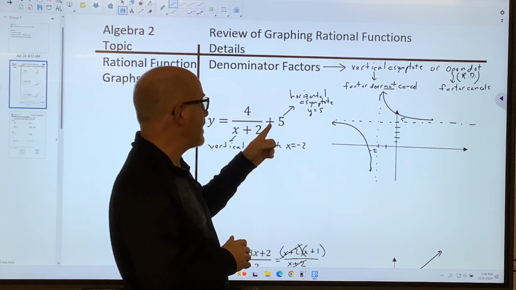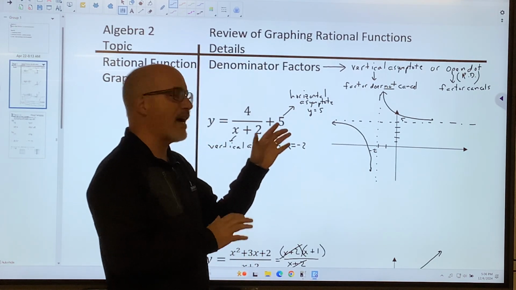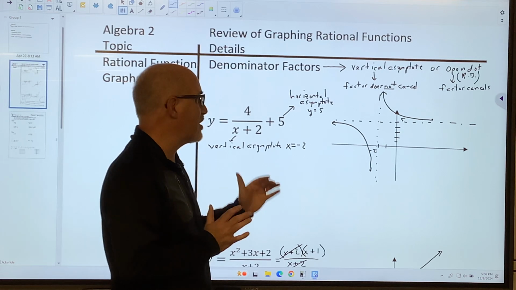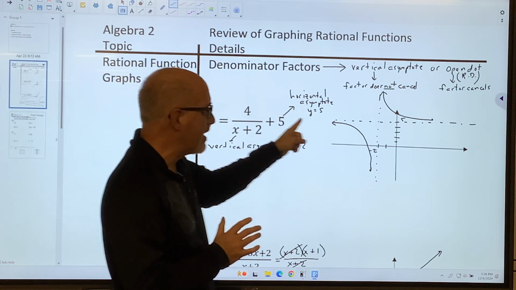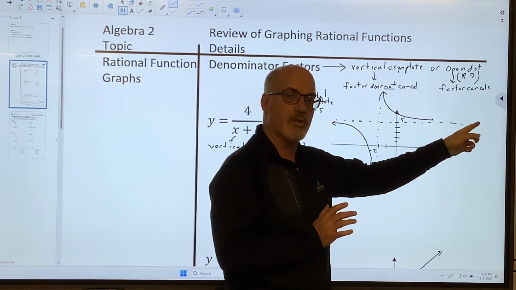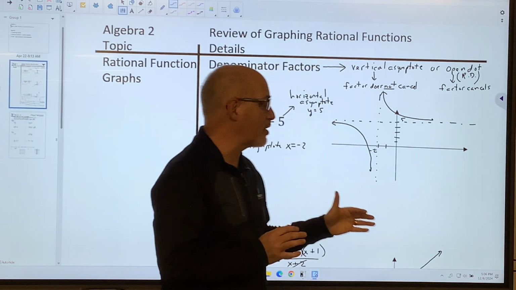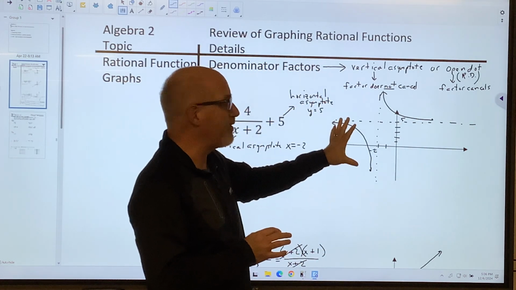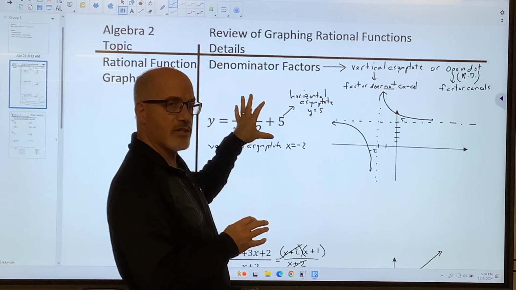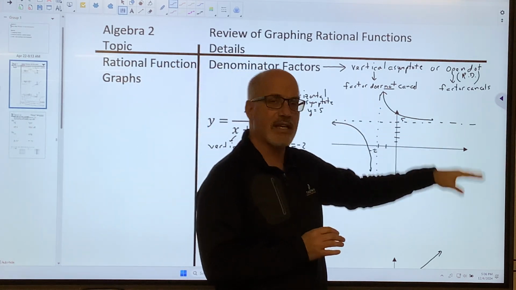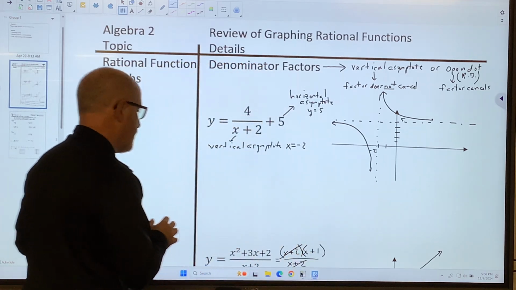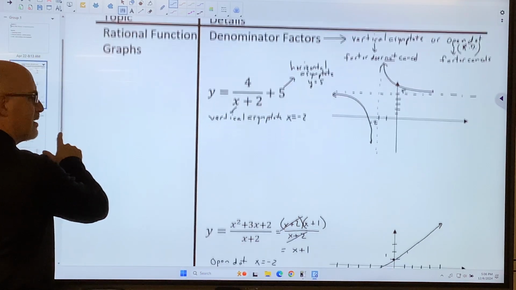Now on this one, the plus 5 out here, by itself without a fraction, that's the horizontal asymptote. That's y equals 5, which gives me my horizontal asymptote. Once I get my asymptotes on the graph, I then graph this rational function on a graphing calculator and get the shape from the graphing calculator to draw the sketch. Let's take another example here.